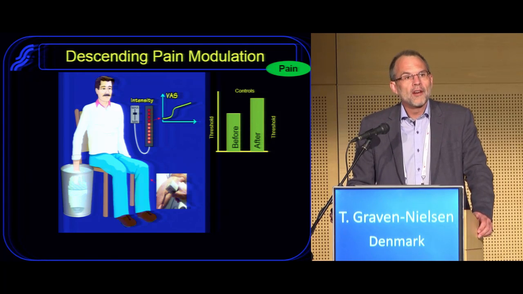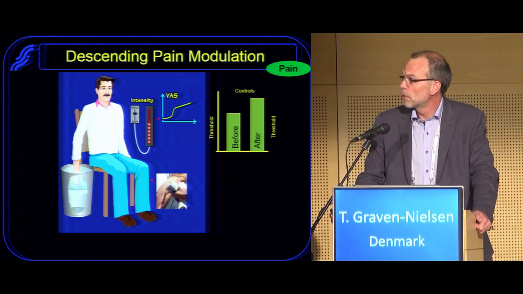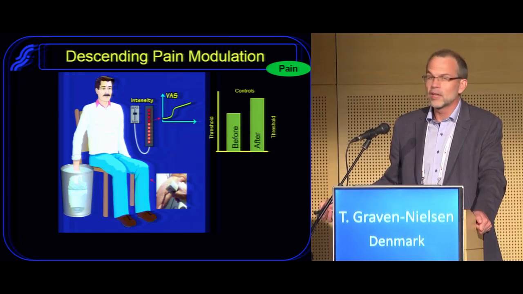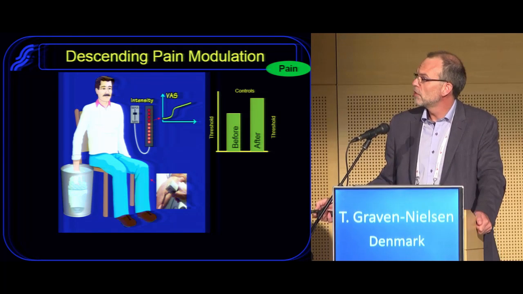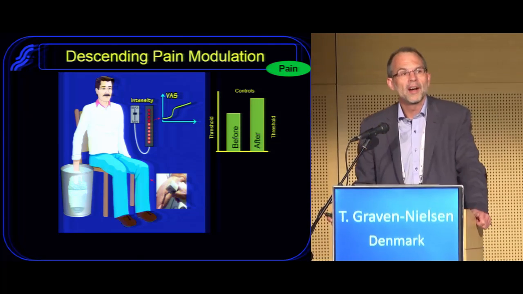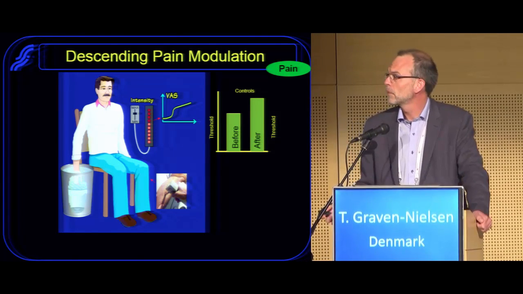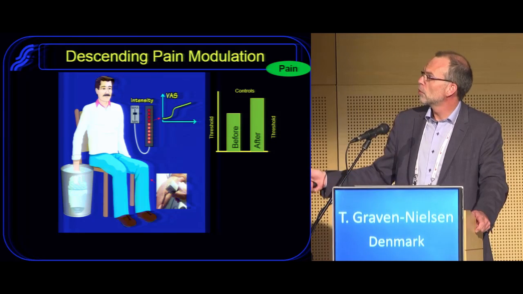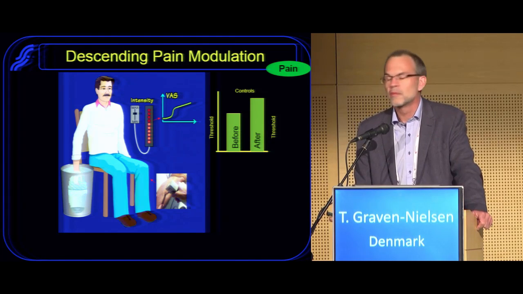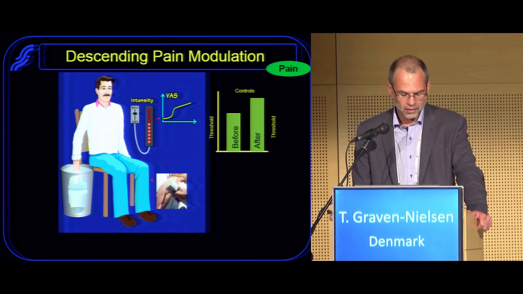The traditional way of evaluating this is by the cold pressor test, where we have strong stimulation on one extremity, for example, the ice-water stimulation, and then we evaluate the pressure pain thresholds before and after this strong stimulation. And in controls, we will see that the threshold, either immediately after this stimulation or during that stimulation, is significantly increased.